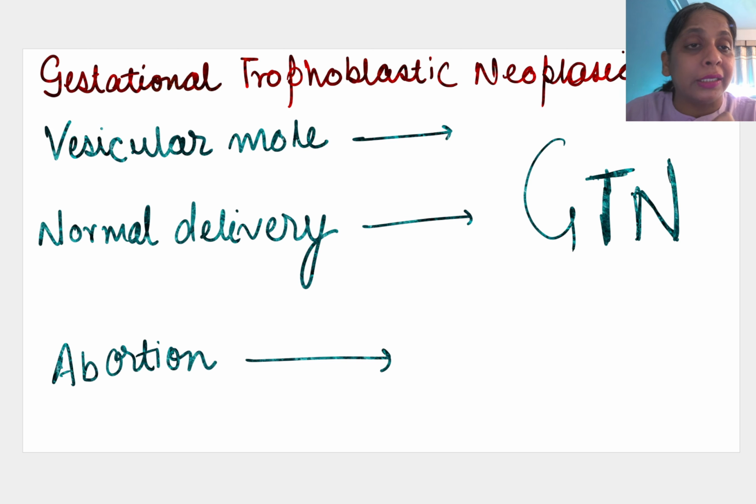Which of the following is not classified as GTN? Question number 13 in the PYQ. Partial mole, invasive mole, choriocarcinoma, placental site trophoblastic tumor. The answer is partial mole. You are telling that partial mole is a neoplasia, but partial mole and complete mole are molar pregnancies. They are not neoplasia. They can change.